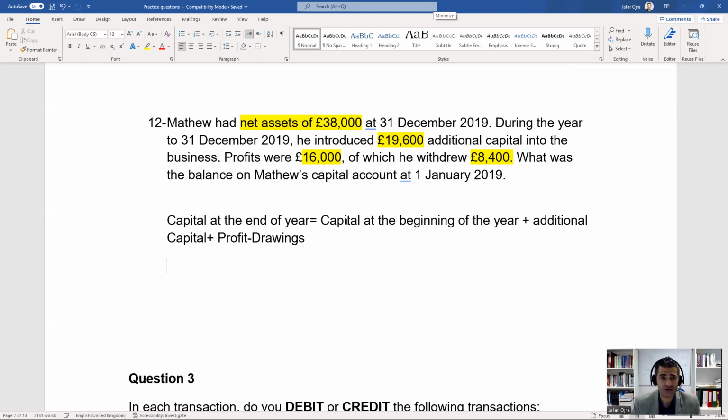Actually, the capital at the end of the year, the equity, is equal to net assets. Net assets, equity and capital at the end of the year are the same concept, the same term. Remember: net assets equal what? Net assets equal total assets minus total liabilities. Let me write it down for you.